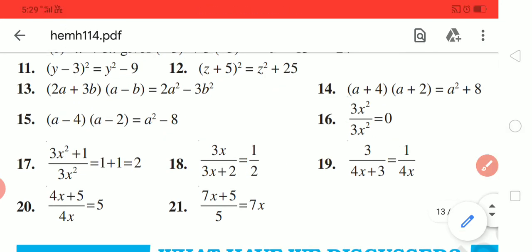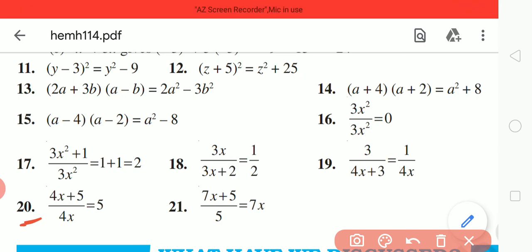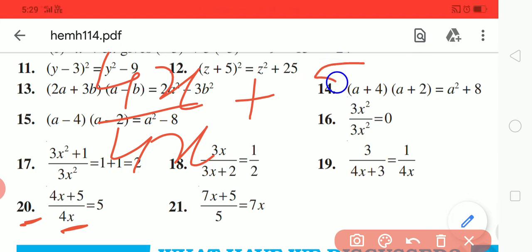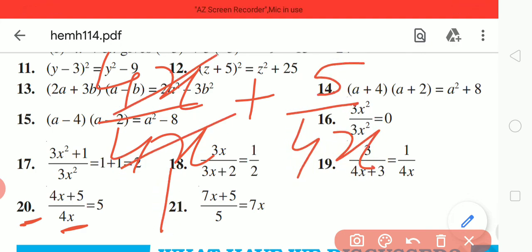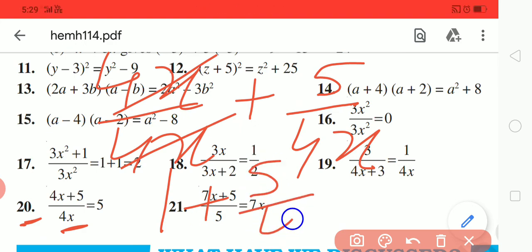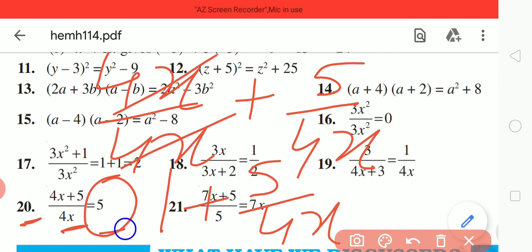Come to question number 20. As you can see from here, 4x plus 5 is a binomial and 4x is a monomial. So you can separate the terms here. So 4x divided by 4x plus 5 divided by 4x is the solution. You can cut here. So 1 plus 5 by 4x is the correct form, and you have given 5 as the error. So you will circle 5 and write the correct form like 1 plus 5 by 4x. So this is the solution.